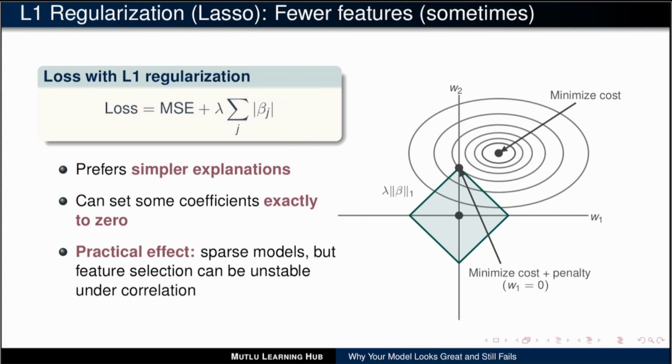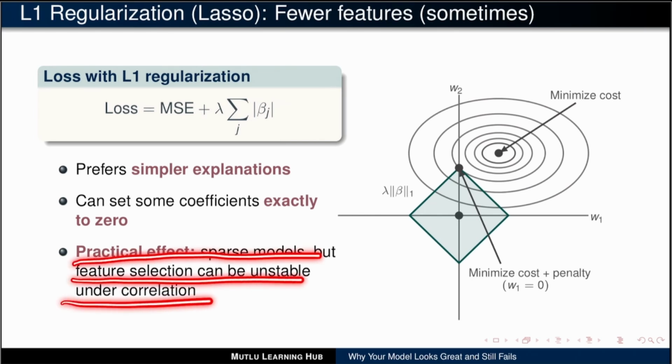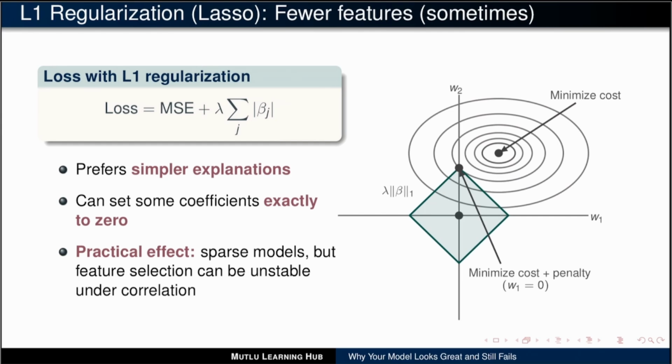If you have correlated features, meaning two predictors carry almost the same signal, Lasso may not pick them consistently. Across retrains, it might keep feature A in one run and feature B in another, because either one can explain the data almost equally well. So, Lasso is great when you genuinely want a smaller set of features, but with overlapping predictors, you get sparsity without always getting consistency in which features are selected.